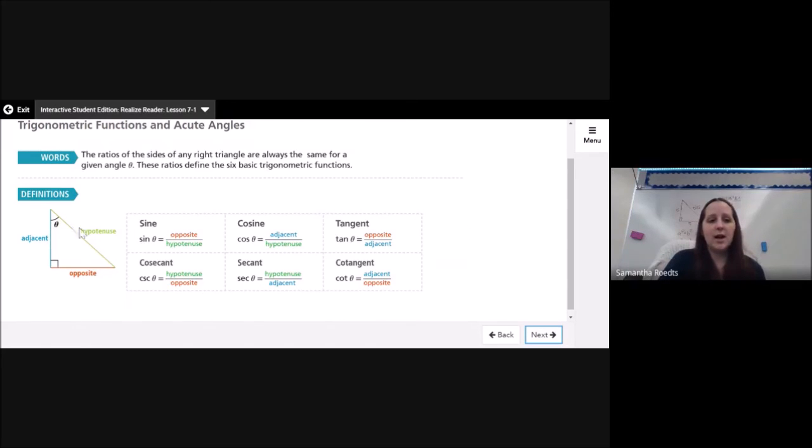So in definitions, I have sine, which is opposite over hypotenuse, cosine, which is adjacent over hypotenuse, tangent, which is opposite over adjacent. You can also remember using the acronym SOHCAHTOA. The cosecant is the reciprocal of the sine, which is the hypotenuse over the opposite. The secant is the reciprocal of the cosine, which is the hypotenuse over the adjacent, and the cotangent is the reciprocal of the tangent, which is adjacent over opposite.